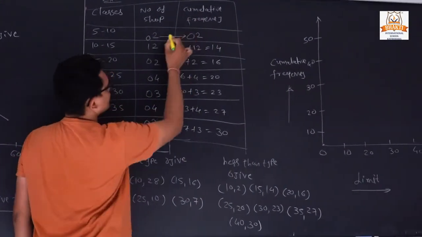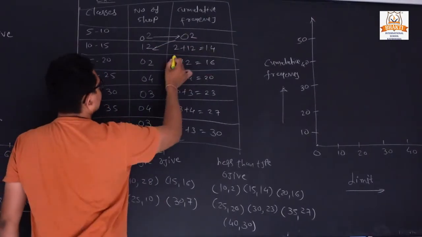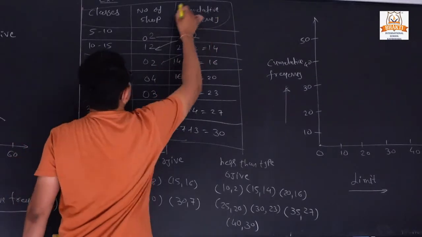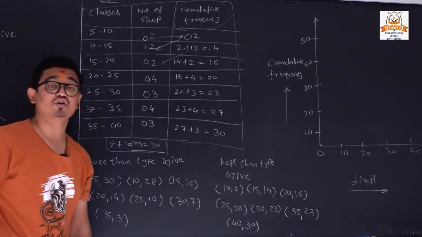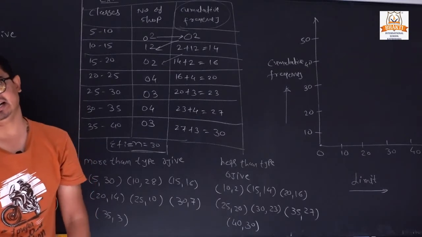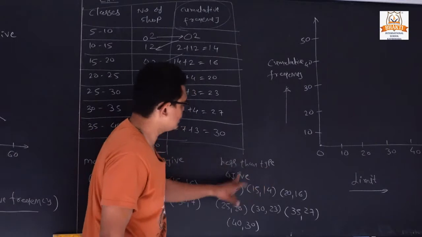First of all we write 2, then 2 plus 12 is 14, then 14 plus 2 is 16. Similarly we can keep adding to find the cumulative frequency. Now we need to find the coordinates of the less than type ogive and the more than type ogive. First of all we can draw the less than type ogive.